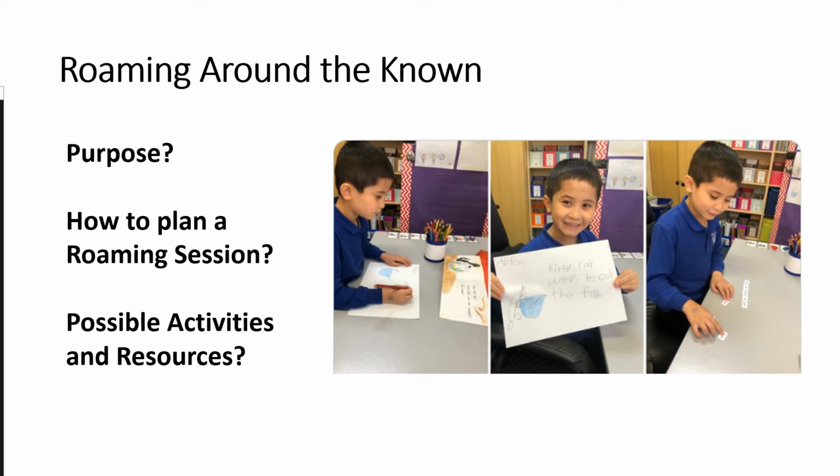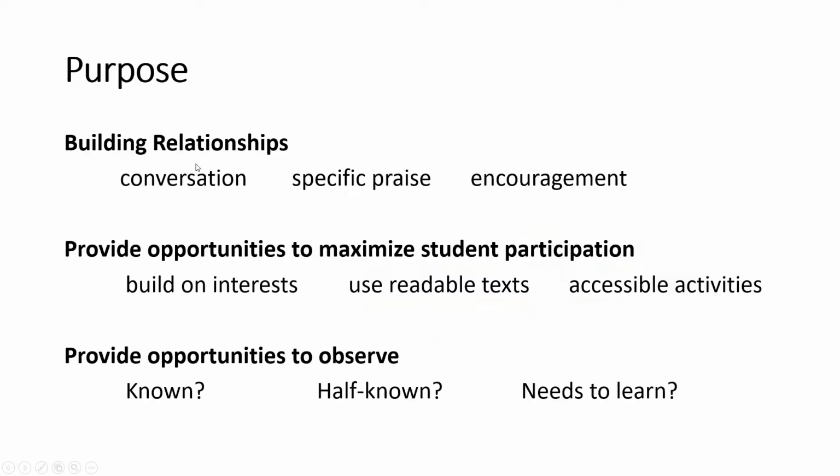So when you're doing roaming around the known, I want you to keep the purposes in mind. First, you really are working with the child those first two visits to build a good working relationship. So, you want to have opportunities to have a little bit of conversation with that student, get to know them a little bit. You want to give them specific praise.